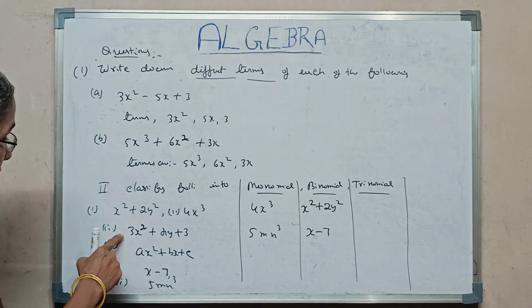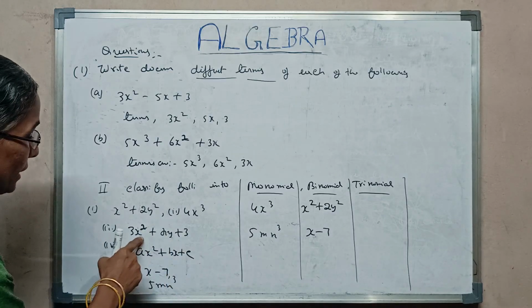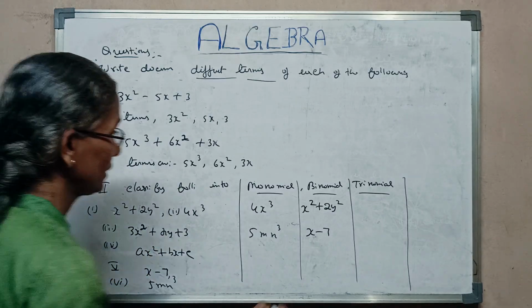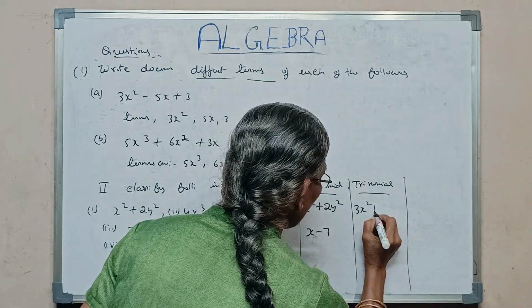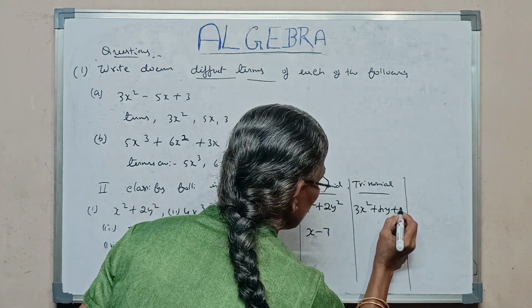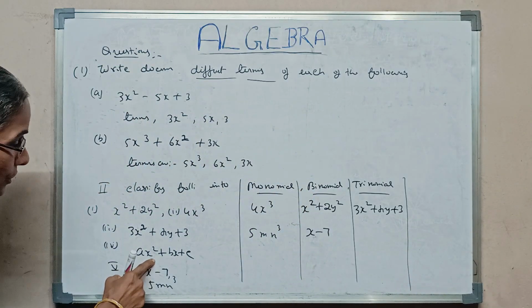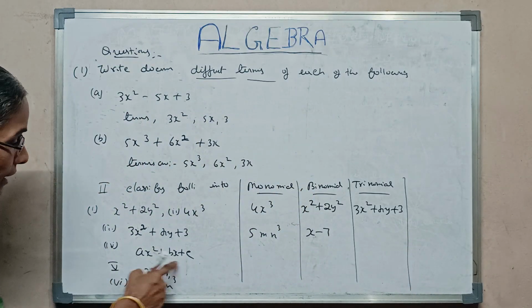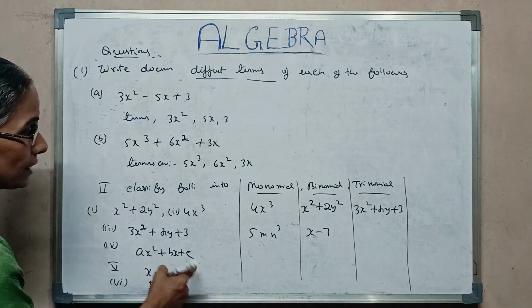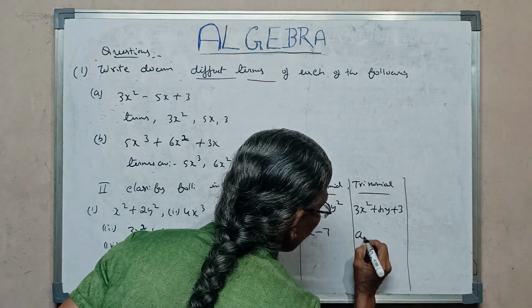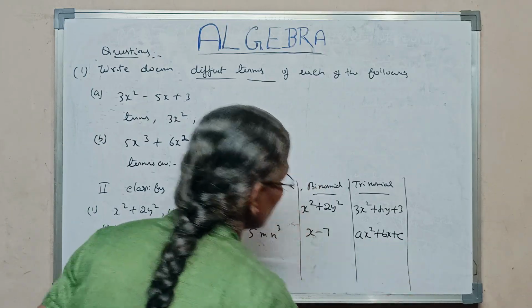And trinomial means an expression with three terms. Here, in the third question, 3x square plus 4y plus 3, three terms are there. And in example 4, ax square plus bx plus c, three terms are there. This is trinomial.